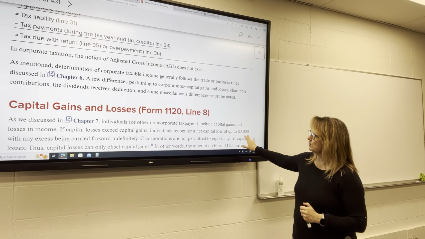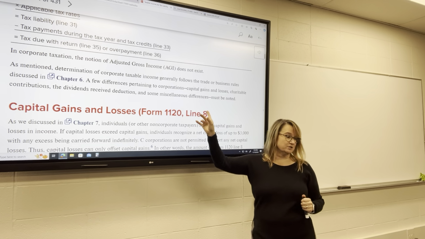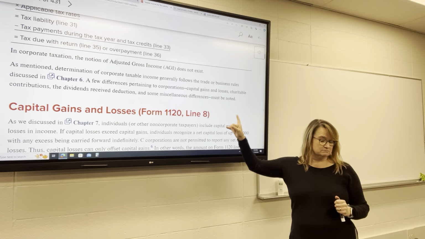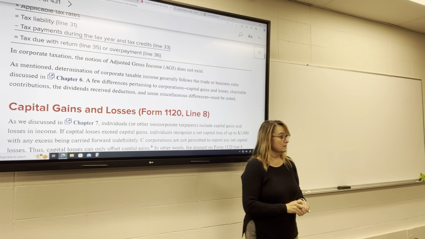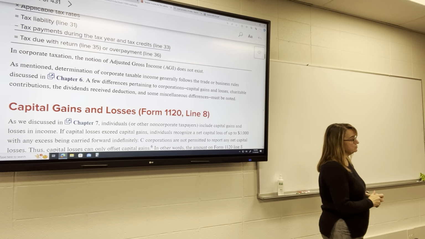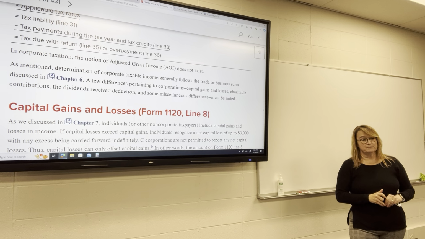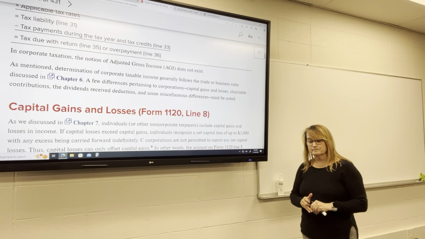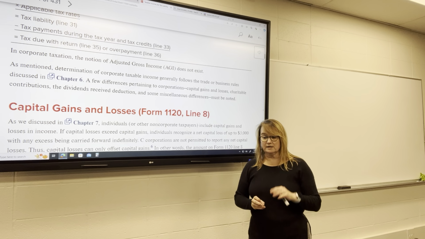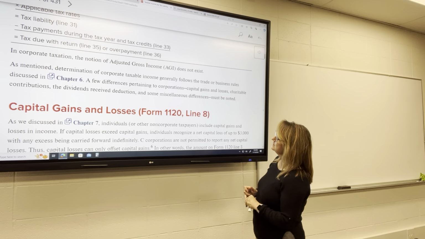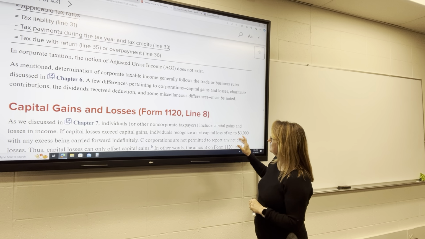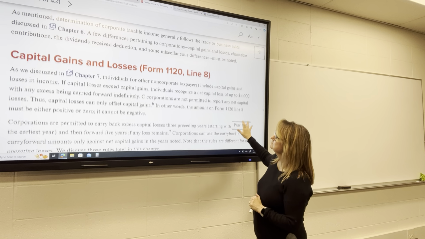Dividends received deduction, which I alluded to when I started talking about this chapter. We're going to go into detail about how that works. Charitable contributions as well. So the amount of charitable contributions that are deductible to the business is limited to taxable income. So we'll look at that calculation. And there are some other little miscellaneous items as well.